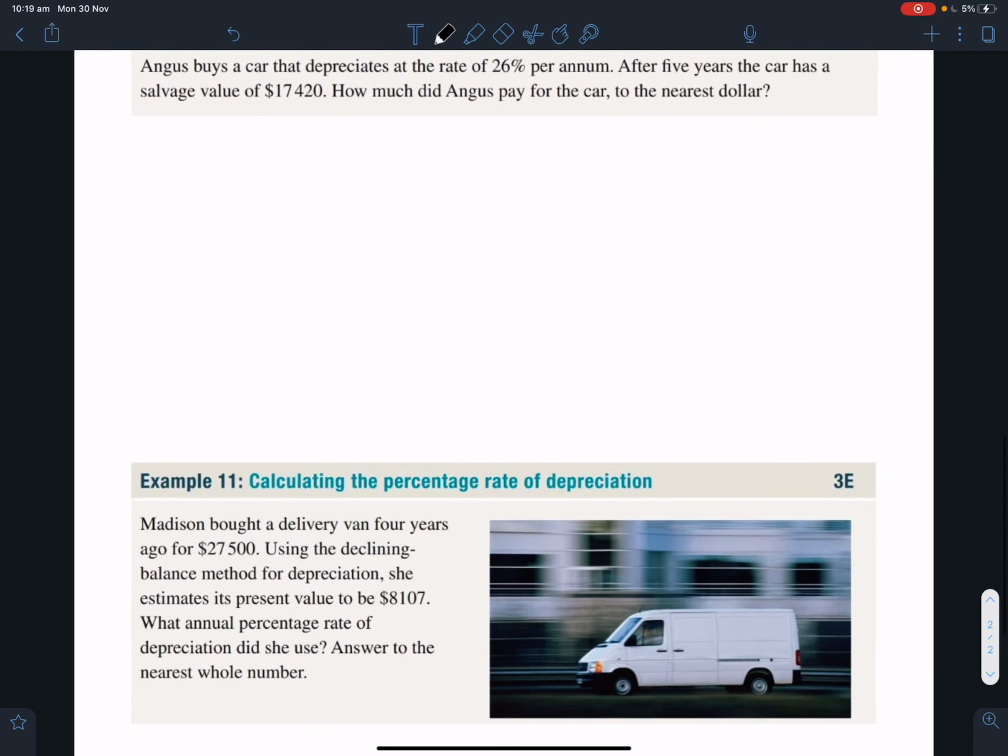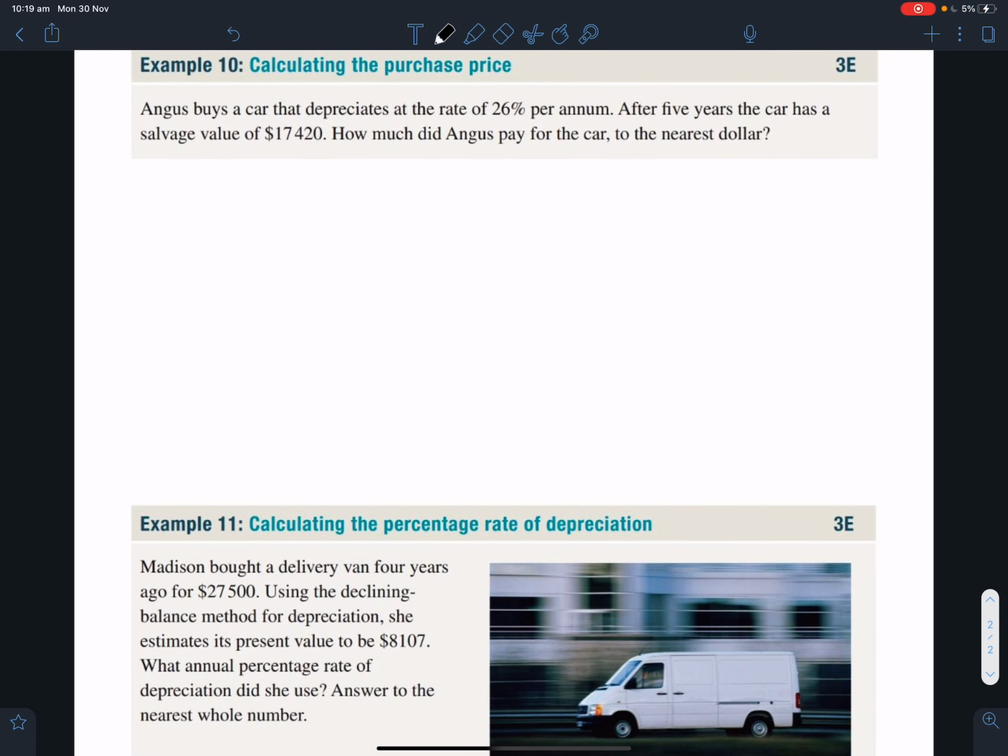All right, next example. Angus buys a car that depreciates at the rate of 26% per annum. After 5 years, the car has a salvage value of $17,420. How much did Angus pay for the car to the nearest dollar? So we're working a little bit in reverse here. Starting with the formula, S equals V0 (1 minus R) to the power of N. Always start with your formula and substitute in the values, and then it's very clear what you're finding. Now we know the salvage value, 17,420. V0 we're finding, 1 minus the rate is 0.26, and the number of terms is 5.